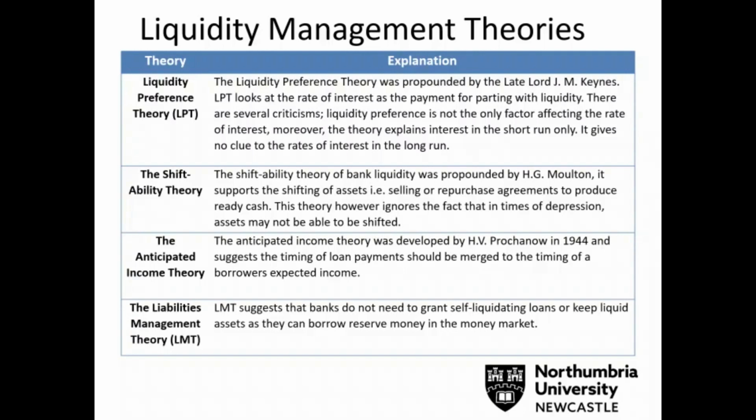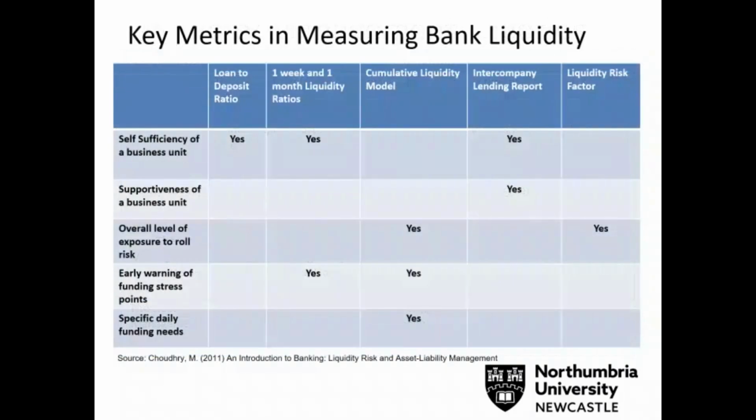But do have a look at the likes of liquidity preference theory again, the shiftability theory, the anticipated income theory, and just the general liquidity management theory, which suggests that banks really don't need to store liquidity because they can access it through the money market, which obviously could become a problem in times of stress if you have that more contemporary business model.